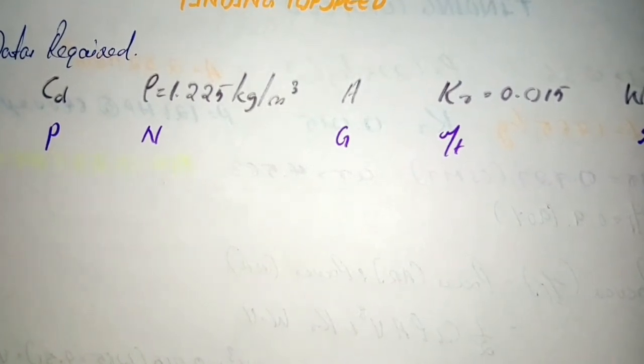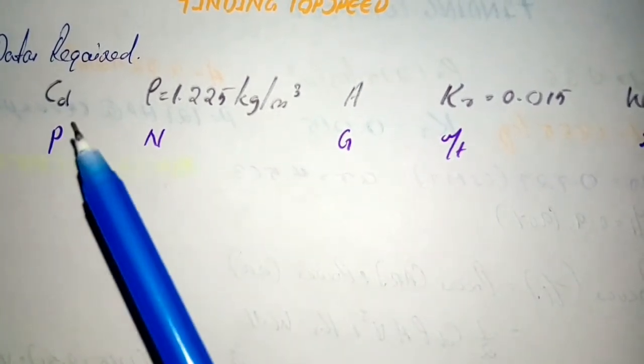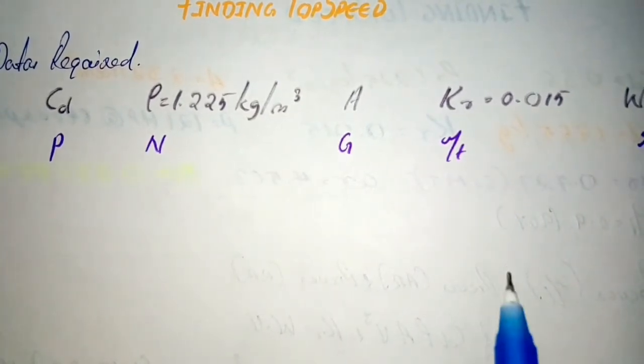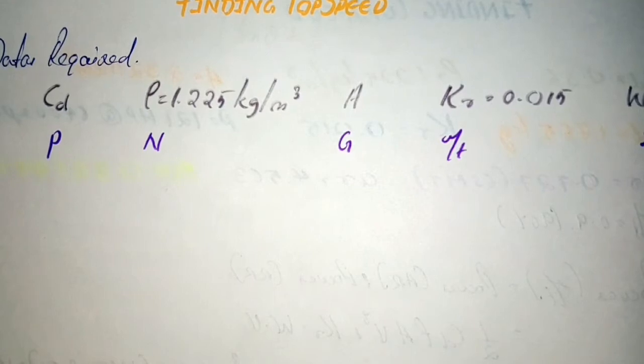You must be familiar with the first method, which is usually used for finding the top speed with respect to the coefficient of drag and the rolling resistance. So let's have a look at how we can find that.